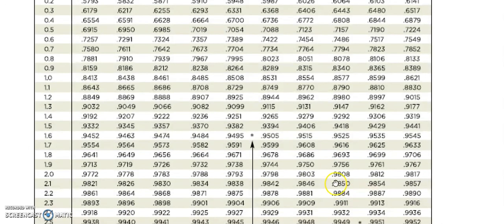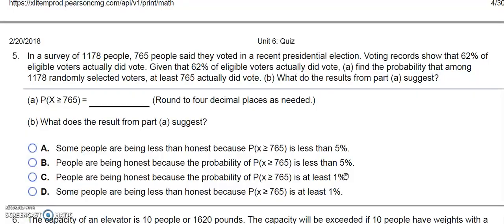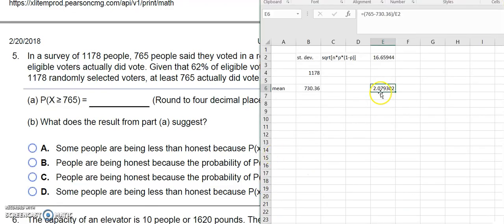So it's about 0.9808. That's actually the probability that we have less than 765 people voting. So at least 765 people voting would be 1 minus that. So it was like 0.98 something, and then the actual probability we're looking for would be like 0.02.